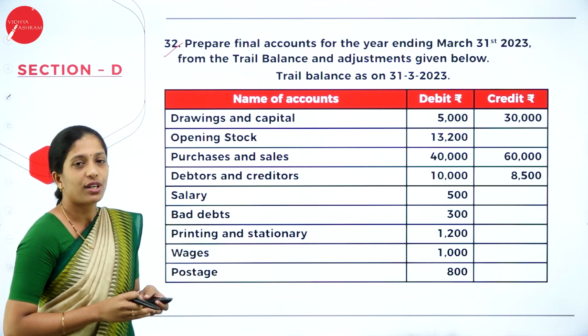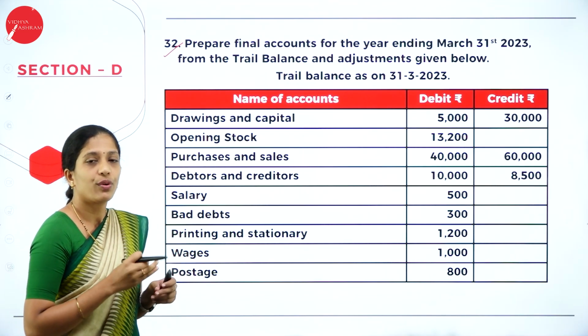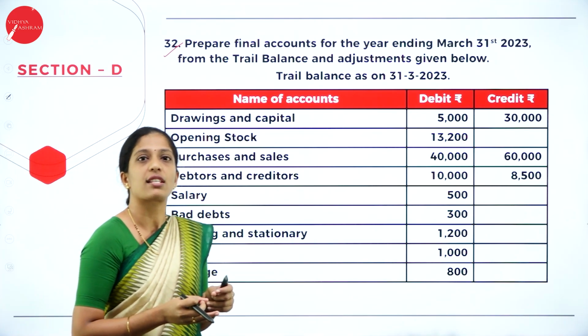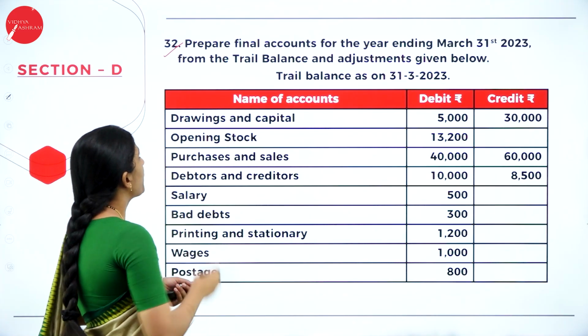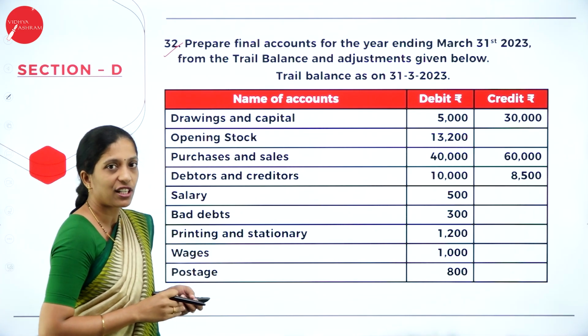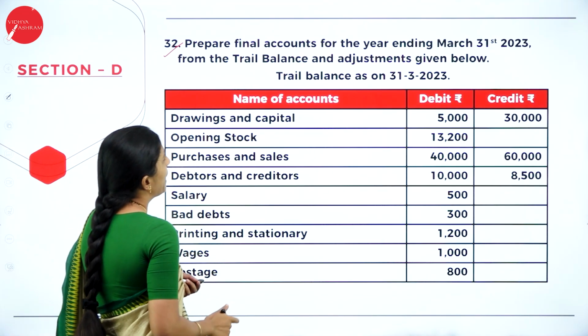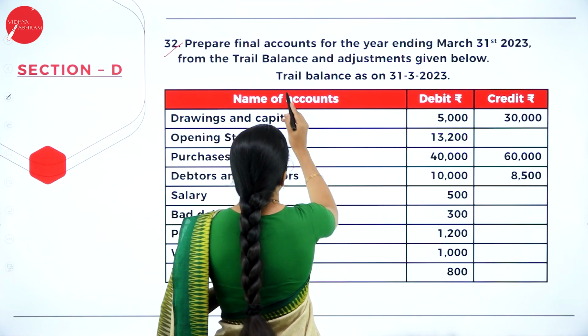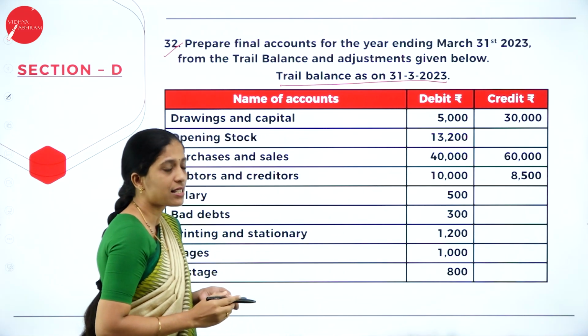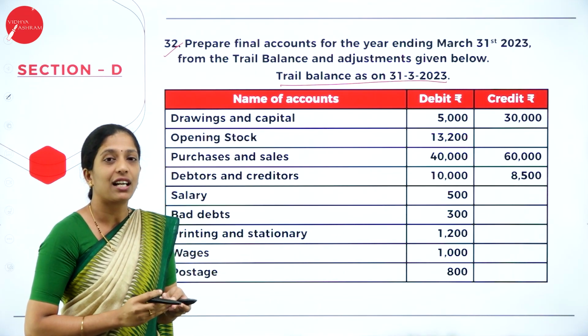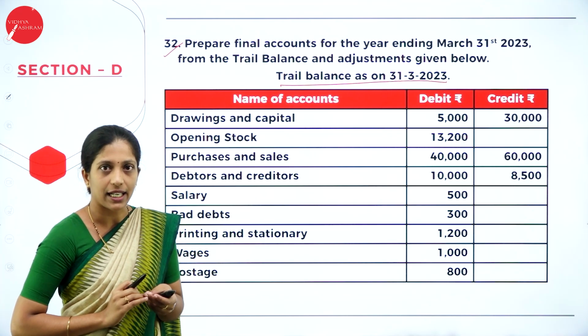Prepare final accounts. So it is a problem on final accounts where you have to prepare trading, profit and loss account and balance sheet. Prepare final accounts for the year ending 31st March 23 from the trial balance and the adjustments given below. So they have given us the trial balance. Here itself we shall identify where we have to record in our final accounts.